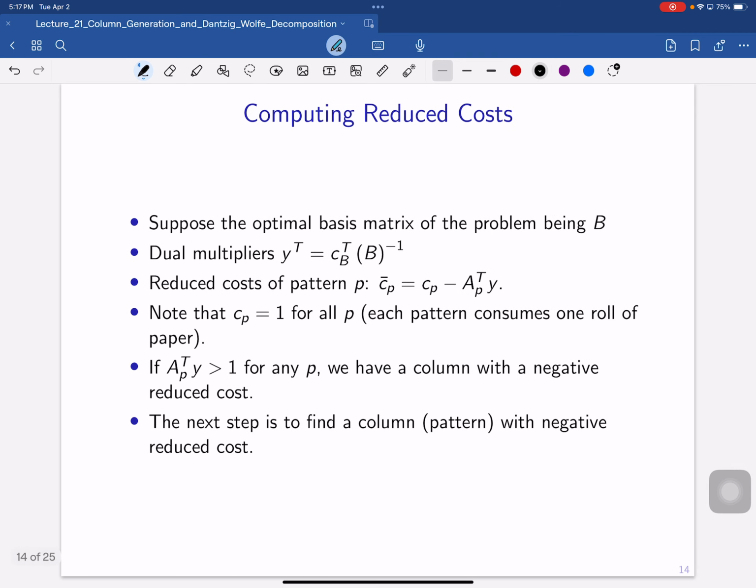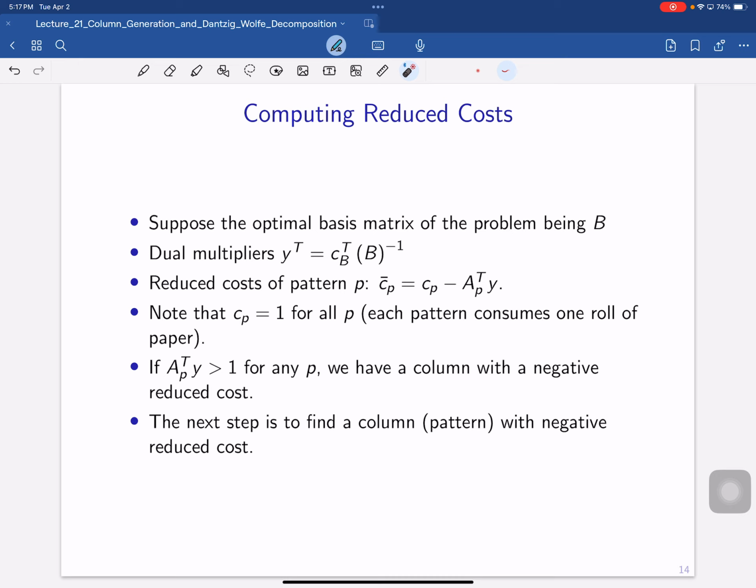Yeah, so just to recall how to compute the reduced cost, right? You can define some sort of a dual multiplier. Let's say B is the basis matrix, then the dual multiplier is CB transpose B inverse, recalling that B are the basic variables. Then for all the patterns that haven't been added, their reduced cost is calculated as CP minus AP, the column of pattern P, transpose the dual variable we defined here, right? That's the definition of the reduced cost. If all the reduced costs are non-negative, then you are done, right?